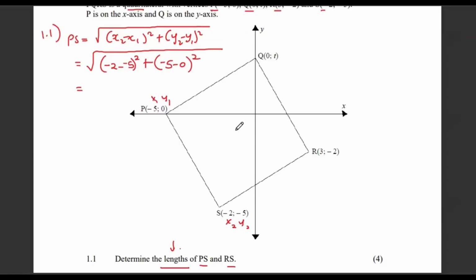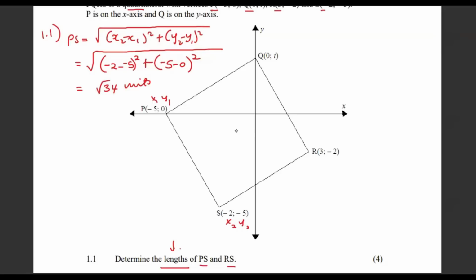So it's saying it's -2 plus we have, so I'm getting square root of 34. So we prefer to have the answers as surds. That's units. That's PS.